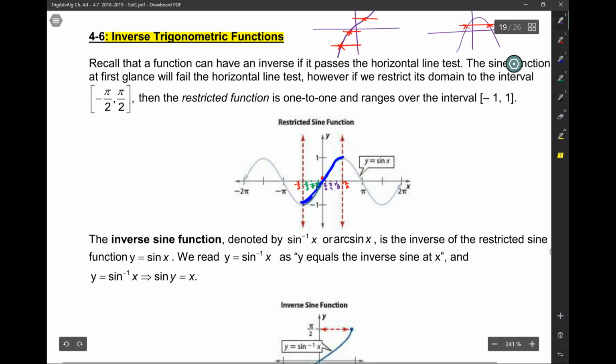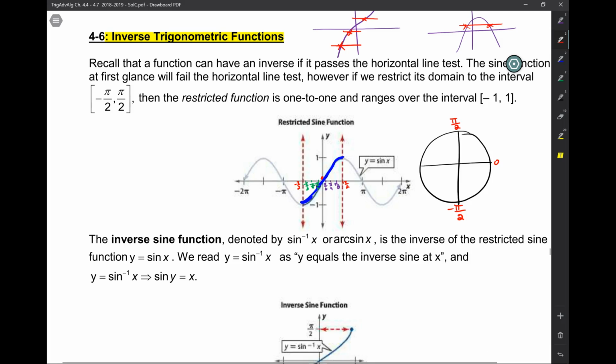If we put these on the unit circle, this is the format that I like better. We all know that pi over 2 is here, and 0 is here. Where is negative pi over 2? On the bottom. If you go in the positive direction, it's 3 pi over 2. But if you go in the negative direction, then it's negative pi over 2 here. So, negative pi over 2, pi over 2, and 0. I just put on the red ones from my graph.